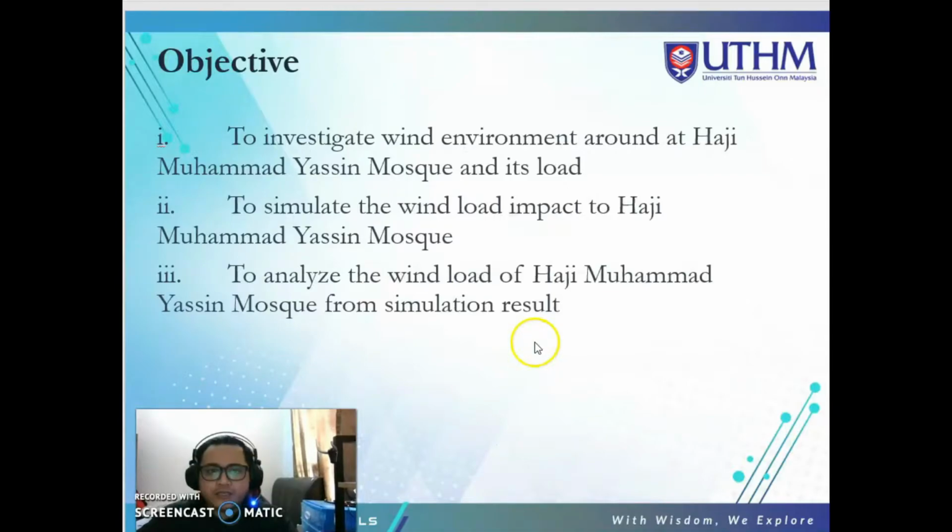Continue to the objectives of this project. The first objective is to investigate the wind environment around Haji Mohamed Yassin Mosque and its load. The second one is to simulate the wind load impact to Haji Mohamed Yassin Mosque. And the last one is to analyze the wind load of Haji Mohamed Yassin Mosque from the simulation result.